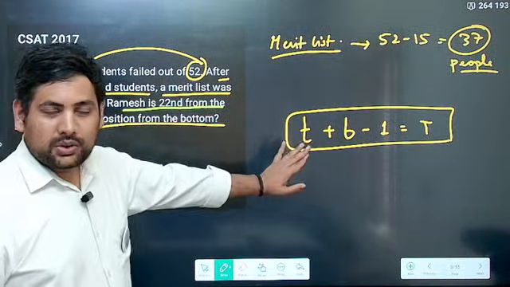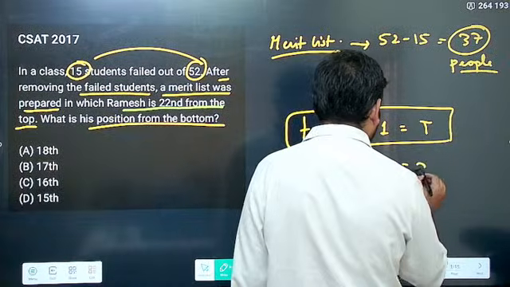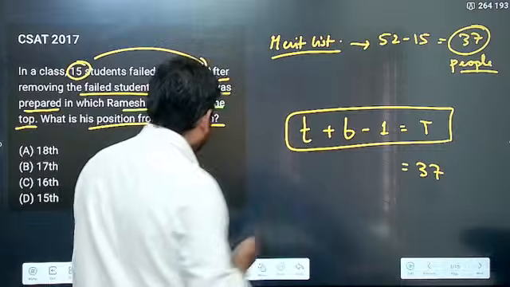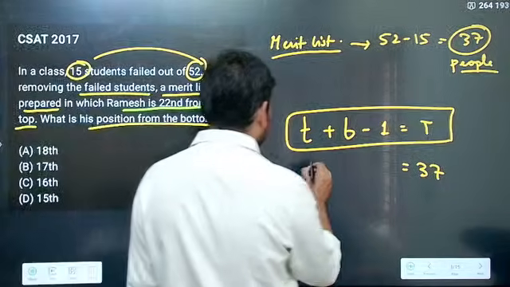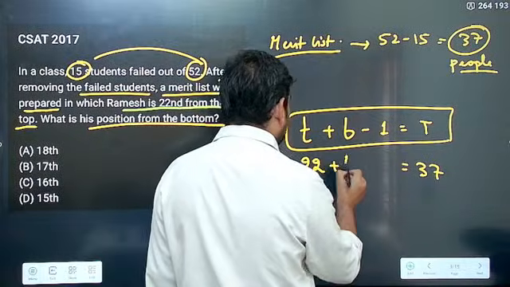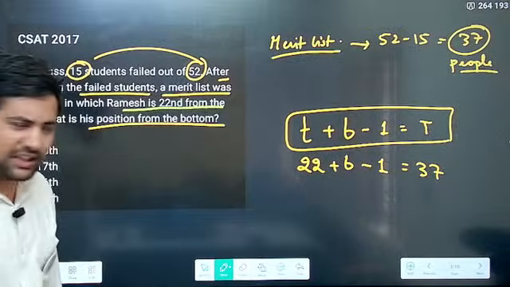Now, total number of people in the merit list is 37. So T becomes equal to 37. Then from the top, what is his ranking? Ramesh is 22nd from the top. So this is 22. Now I don't know the ranking from the bottom, -1. Correct? Very easy to solve now.